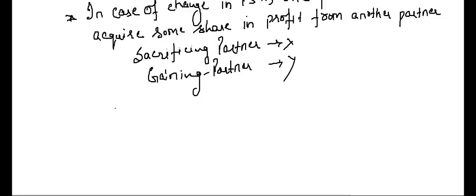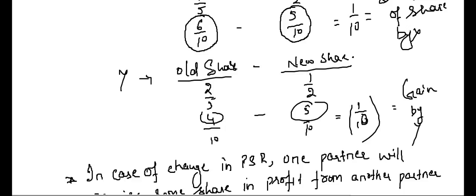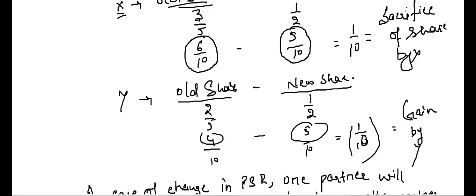Now one important point here is, see in this example also, the sacrifice made by X is equal to the gain by Y. Right? This is a very obvious equation. The amount which is being sacrificed by X will always be equal to the gain of Y. Right?